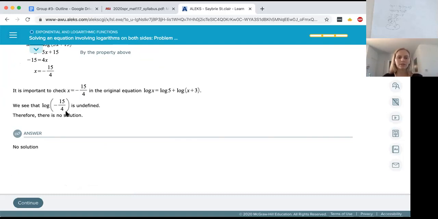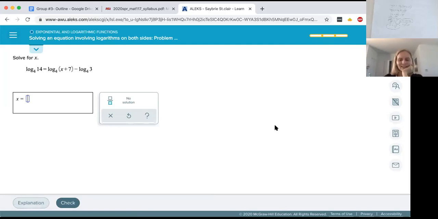It was negative 15 over 4. But you can't take the log of a negative. Log of a negative, so it's no solution. Okay. All right, so live and learn. Now we know. If it's a negative, it's no solution? Yep. Okay. Now we know.